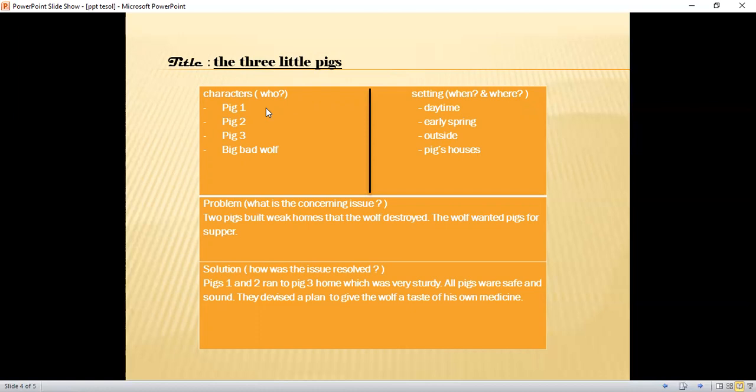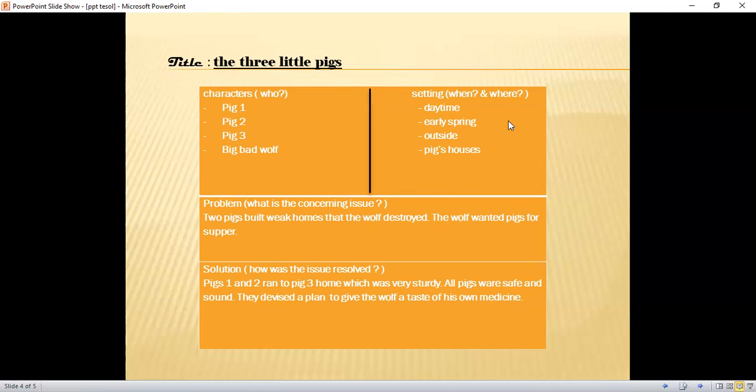Okay, so now that we have our characters identified, step 2 will be to identify the setting. While we're identifying the setting, we always want to ask ourselves 2 questions. When did the story take place? And where did the story take place? So let's think about some things. When did the story take place? It looks like it was for the most part in the daytime. Perhaps the early spring of the year.